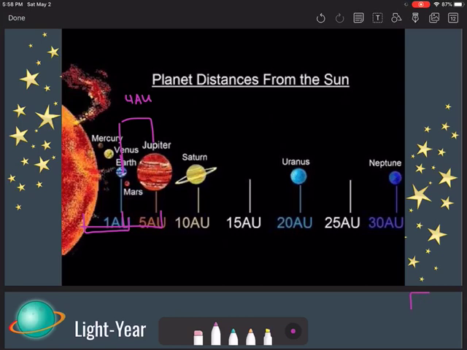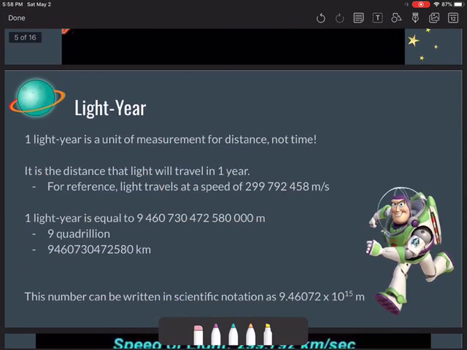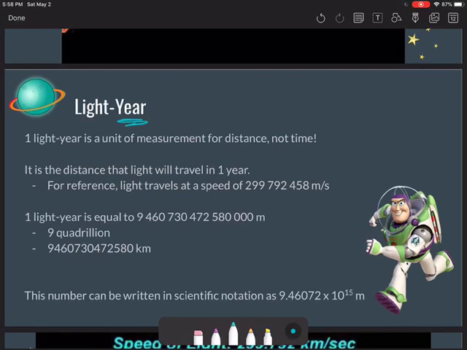The next one that we're going to be talking about is something called a light year. And a light year is a unit of measurement for distance, not time. So many people confuse light years for a time measurement, and that's a really common mistake that's made. Because when you think year, you think of time, right? Like, how long have you lived? I've lived 14 years. That's a unit of time. But when we're talking about a light year, that is going to be a unit of distance, not time.